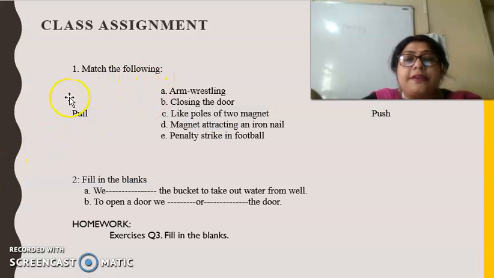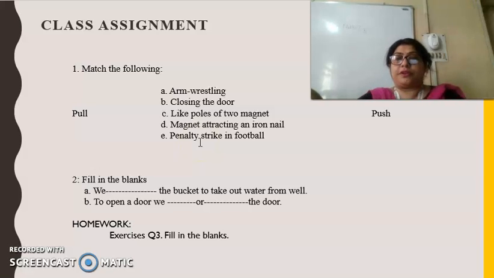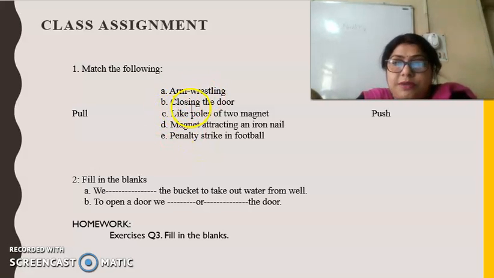I have given here a short classwork, just 2 questions you need to do in the class. So after you watch the video, please do these 2 questions immediately. First is match the following. You can see here I have given some examples in the middle: arm wrestling, closing the door, like poles of 2 magnets, attracting an iron nail, penalty strike in football. On one side I have written pull, on the other side I have written push. So you need to find out which is a push, which is a pull.